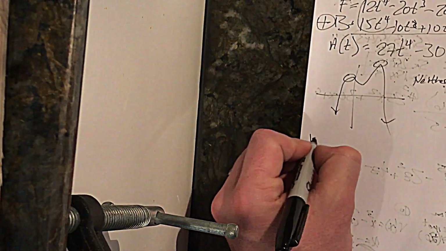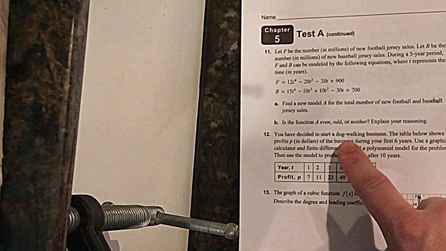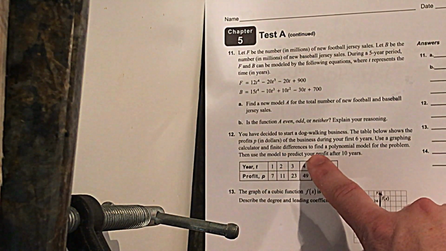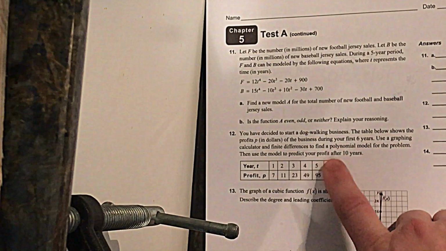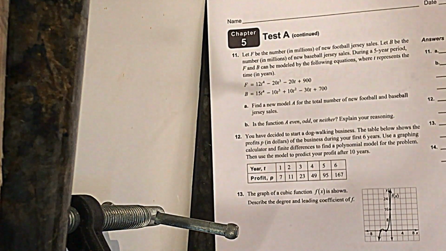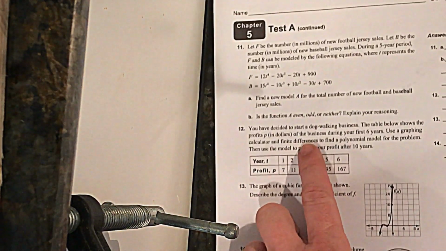Number 12. It says you have decided to start a dog walking business. The table below shows your business during the first 6 years. Use a graphing calculator to find the model for the problem. Okay, so this is just like the birds problem. We're going to go to menu, new document. You're going to add a list in a spreadsheet and go to the very tippy top where you're going to write in X and Y. Now we need to put in our data.